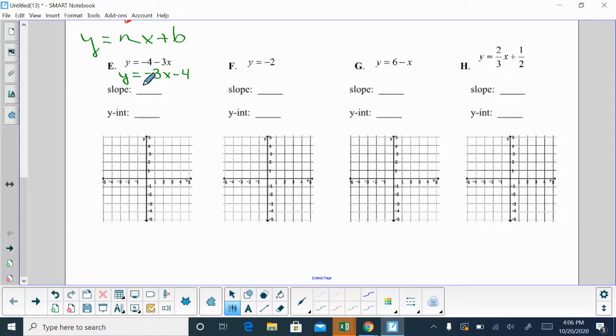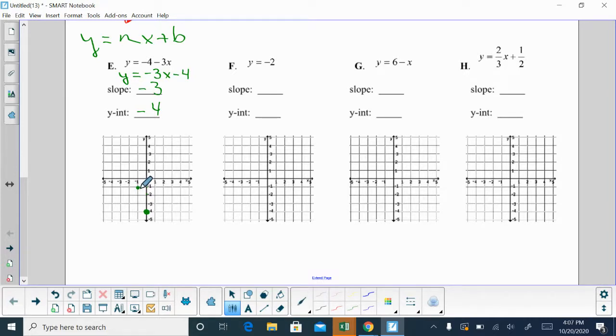So looking here, my slope is a negative 3. My y-intercept, where it crosses the y-axis, is a negative 4. So here is where one of my points is located. In this case, I would like to fall down 3 and run 1, but I don't have enough room. So I'm going to make the run part negative. So in this case, I'm going to rise 3, 1, 2, 3, and go back 1.